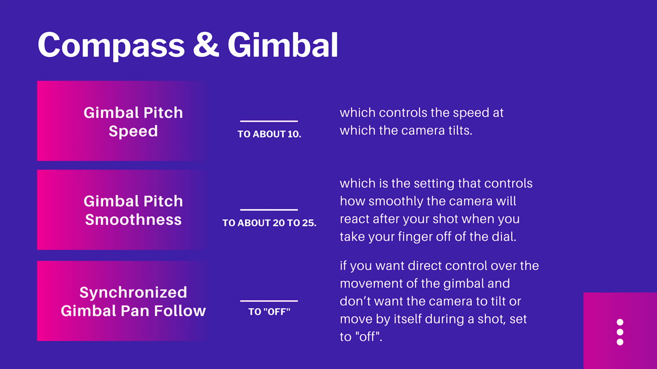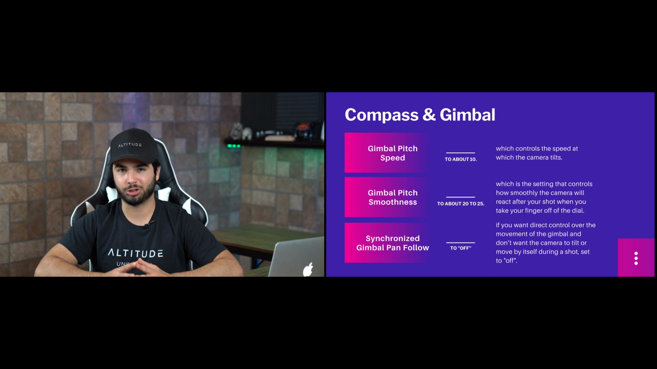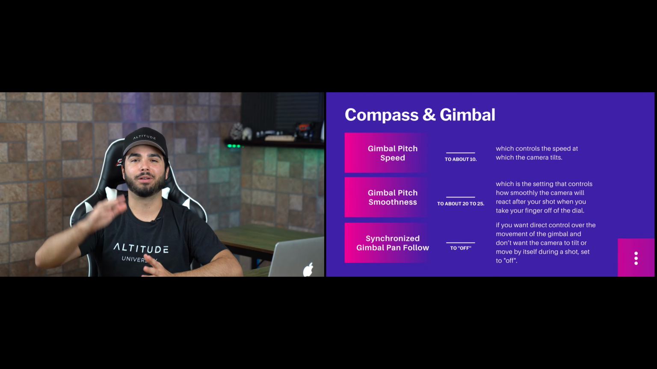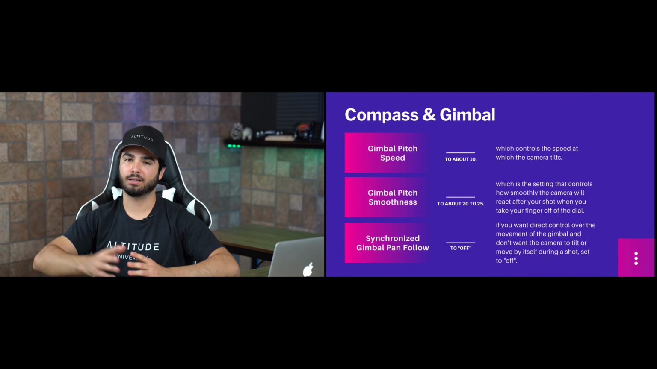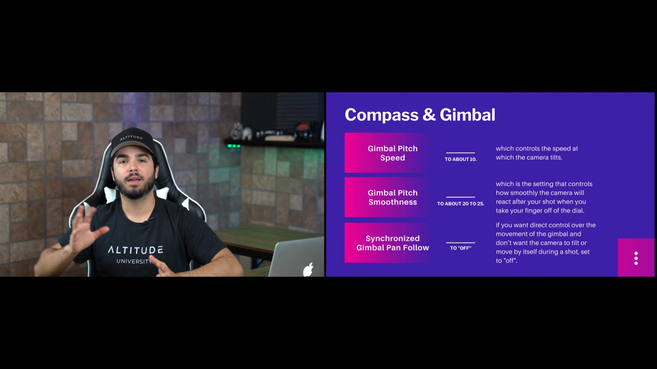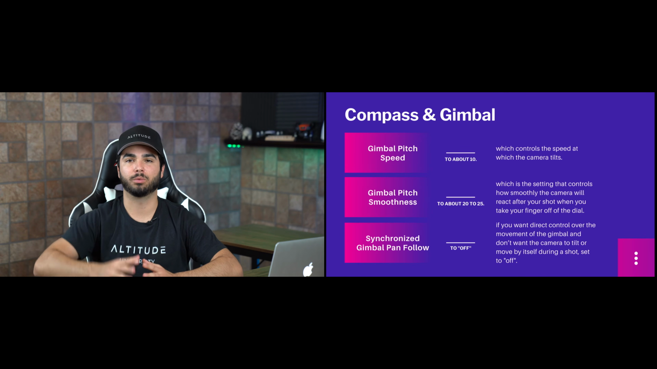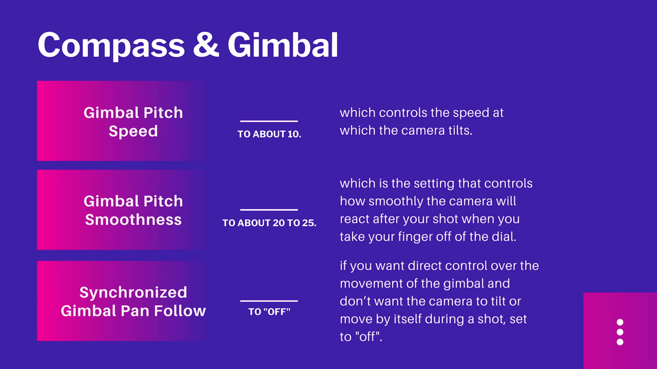Next up, we have the gimbal pitch smoothness, which is the setting that controls how smoothly the camera will react after your shot when you take your finger off the dial. It's possible that you could be in the middle of a perfect shot, panning up to down, and then once you pass your subject on the ground, you want to fly away backwards and get a nice revealing shot of the landscape. Once you take your finger off of the dial, the gimbal tends to stop abruptly, which might mess up the conclusion of your shot. In this case, you'll want to set the gimbal pitch smoothness to about 20 to 25.